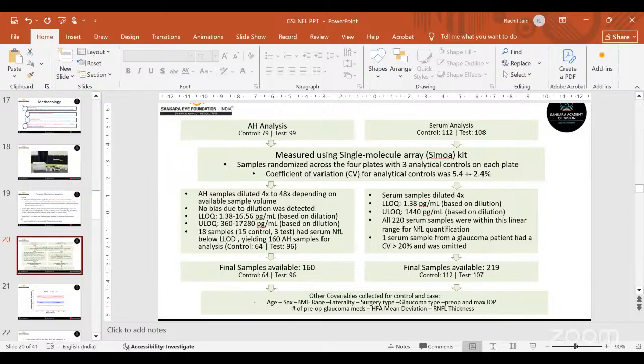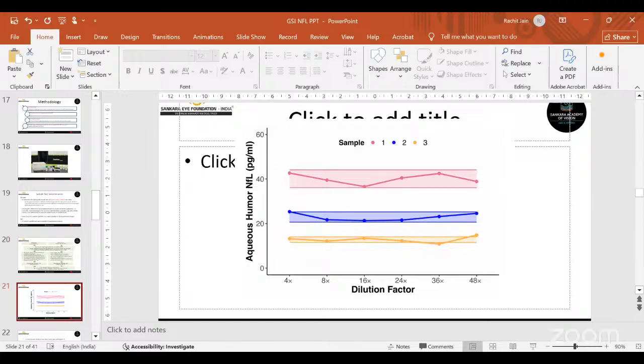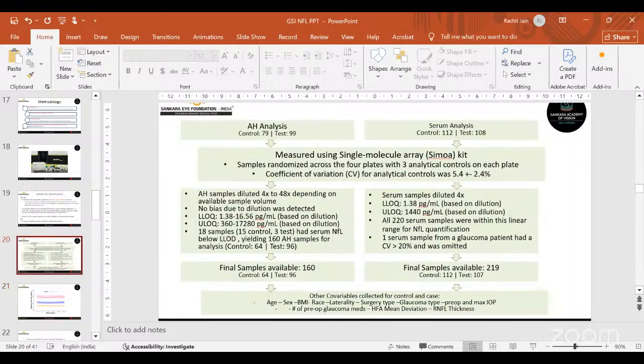Since the aqueous humor sample was less, it was diluted depending upon its quantity from 4x to 48x. And just to check if there is any effect of dilution on the sample, what they have done is they have taken three aqueous humor samples from glaucoma patients, and they diluted it 6 times from 4x to 48x, and they found that there is a linearity in the dilution. So they can safely say that there was no bias due to dilution.